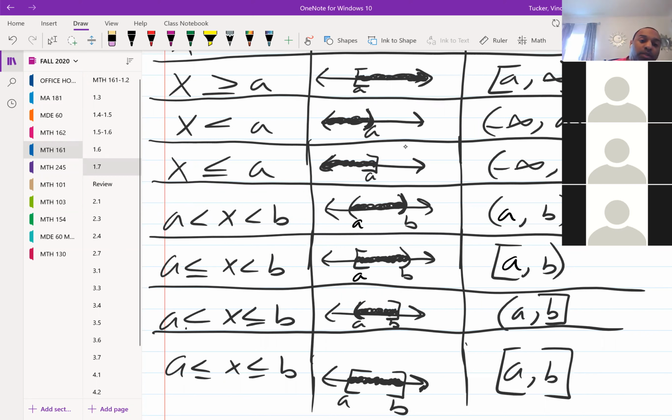For the next one, we have the or equal to that's attached to A. So we use bracket over A, parentheses over B. Then we have parentheses, bracket, because the bracket is right here, the or equal to is attached to the B. Still shading in between. And then for the last one, we use brackets over both.